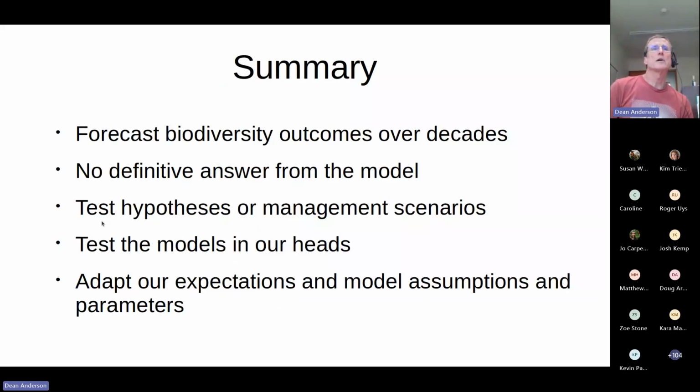And to summarize, we have this model that allows us to forecast biodiversity outcomes over very long time periods given a management strategy. And one thing I want to emphasize here is that there's no definitive run or answer from this model. The model's designed to test hypotheses or test management scenarios and challenge the expectations that we have given those different management scenarios. And then given the lack of alignment between our expectations and the model outputs, we need to challenge ourselves to alter how we think about these systems or look at the model and try to modify it. That may mean understanding our parameters better or modifying the processes.